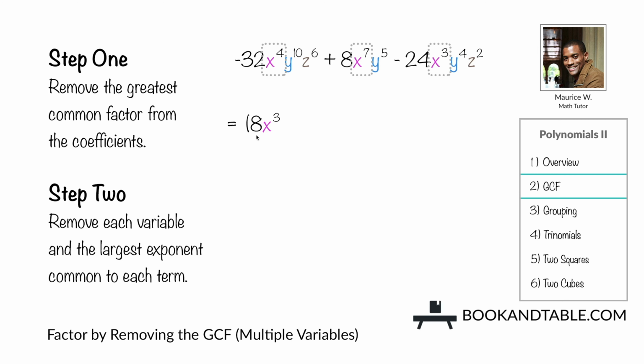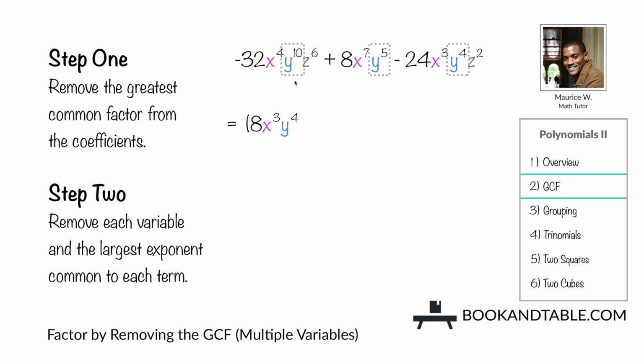We then take a look at our first variable, x. So the second step, remove each variable and the largest exponent common to each term. So when we look at our x's, we have x to the fourth, x to the seventh, and x to the third. X to the third is the largest x that we can take out of each one, since it is common in all three. X to the fourth, for example, cannot be removed, since this term does not have 4 x's to take out, but it does have 3.